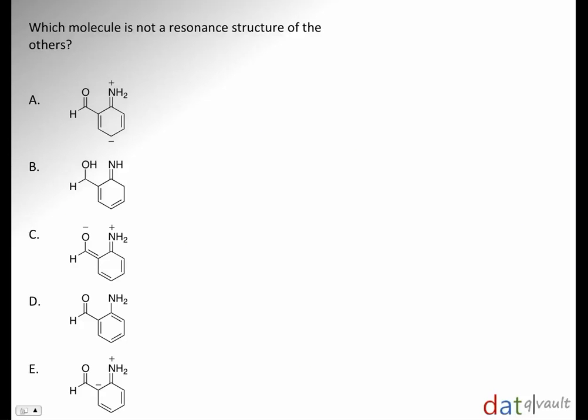Alright, let's end with doing a DAT style question. So which molecule is not a resonance structure of the others? So of course 4 of these molecules are going to be resonance structures. One of them is not a resonance structure of the others. So why don't you pause this video for a second, try to answer this question, and then we'll solve it together.